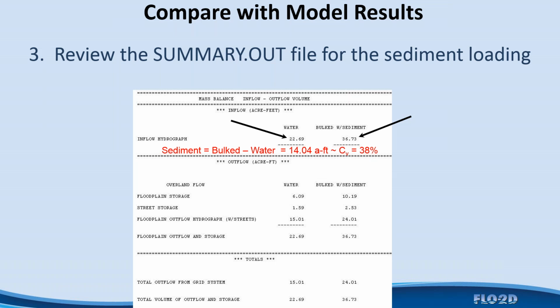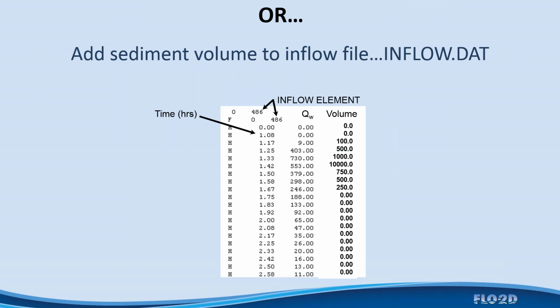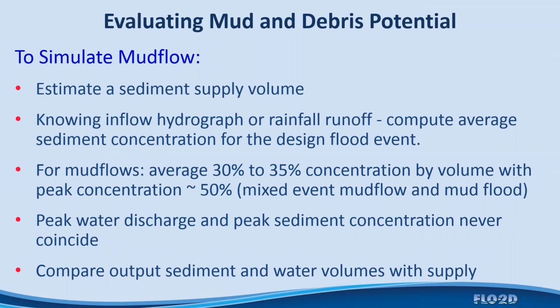And so going back now, if you go back to this slide here, you want your average again to be somewhere on the order of 30 to 35% concentration by volume, with the peak on the order of 50%, that is 45 to 55% concentration by volume. And in this case, I had 35%. So it's well understood that this could be a mud flow event that is more or less uniformly mud flow throughout most of the hydrograph.